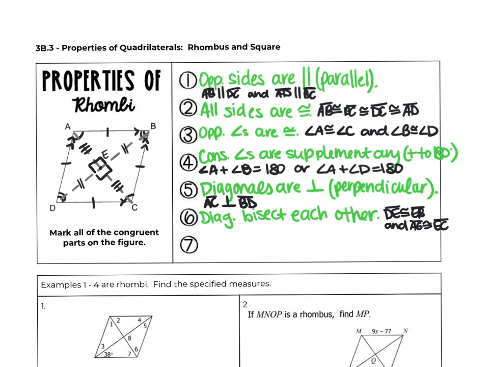All right, and then the last thing for the diagonals is they bisect the angles. And if it helps you, you can say like the angles that they touch or something like that.